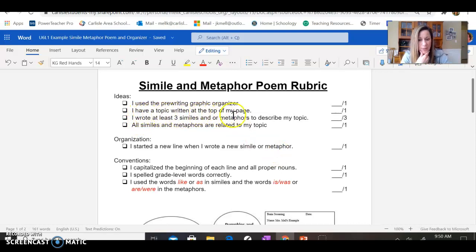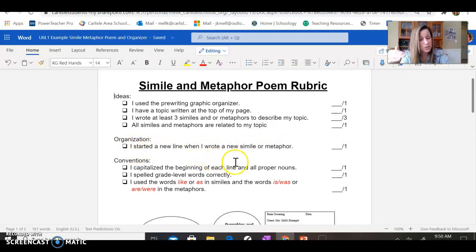I have a topic written at the top of my page. So basically, what is this poem all about? What is the topic of your poem? I wrote at least 3 similes or metaphors to describe my topic. It could be all similes, it could be all metaphors, or there could be a combination as long as you have a total of 3, okay? All the similes and metaphors are related to my topic.